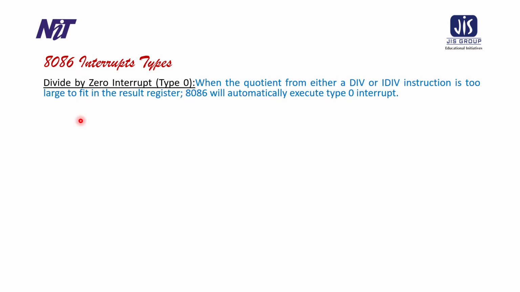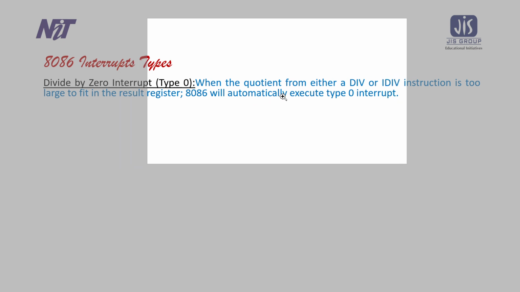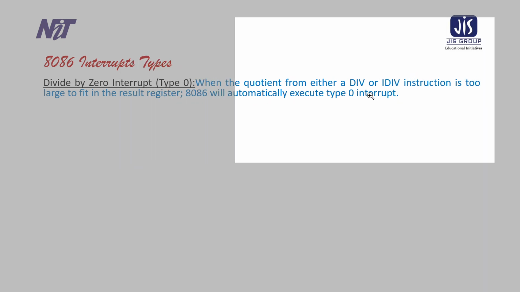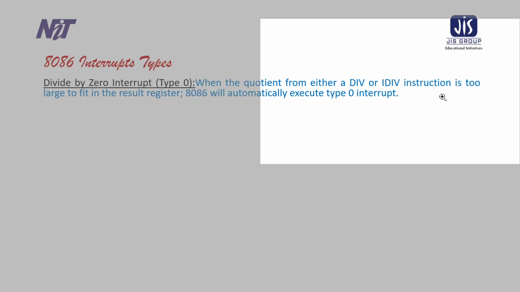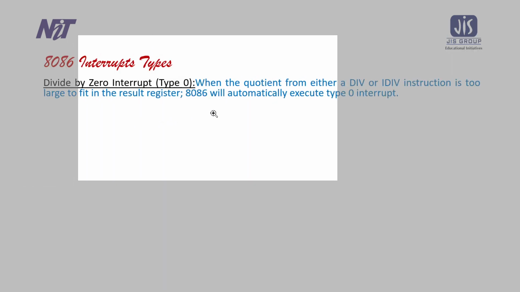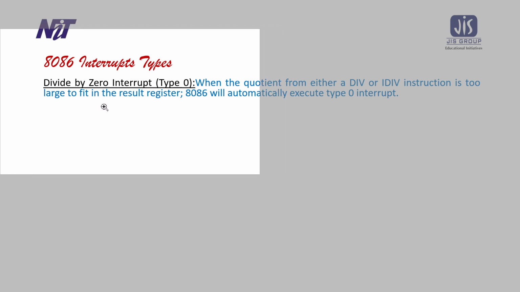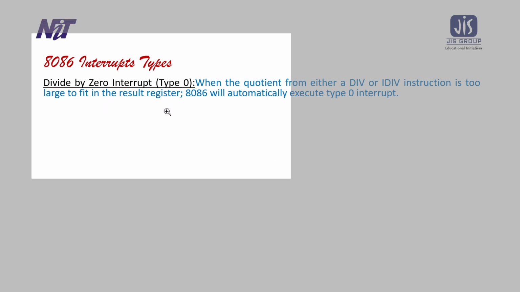Now I'll explain the 8086 interrupt types, which I already showed in the last slide. First is the type 0 interrupt. It is commonly known as a divide by 0 interrupt. When the quotient from either a DIV or IDIV instruction is too large to fit in the result register, the 8086 automatically executes the type 0 interrupt. So this is the divide by 0 or type 0 interrupt.